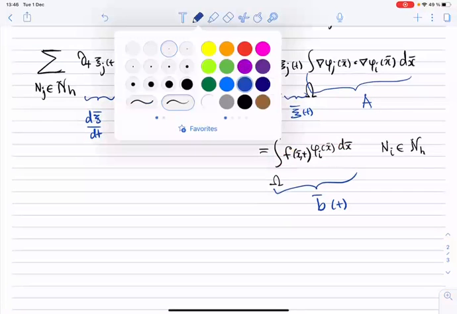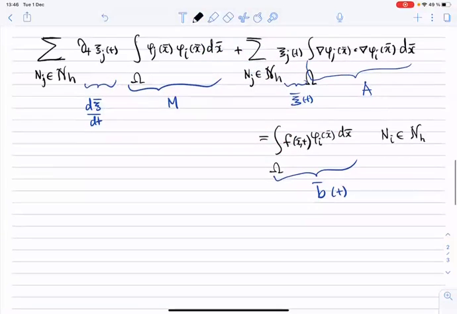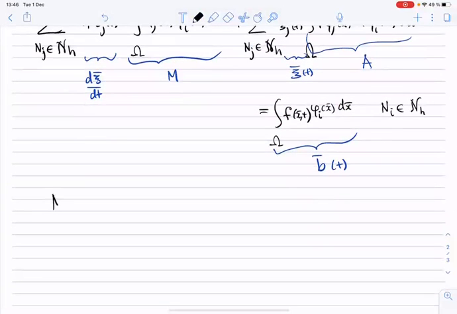So if we just rewrite what we get, we obtained the following equation. M times d psi dt plus A times psi. I can write the argument just to make sure that we got rid of one of the variables. It was x, but now the equation we are writing has only one variable. It depends on t. That equals b at time t.